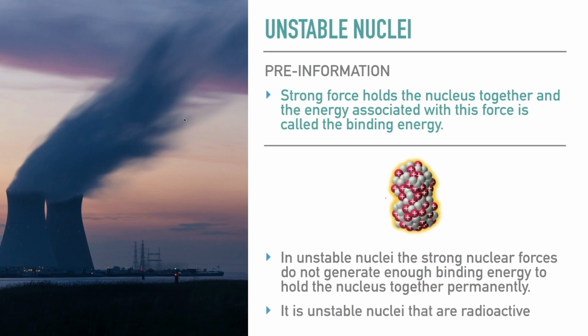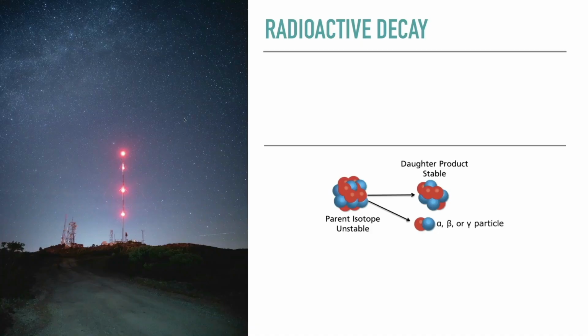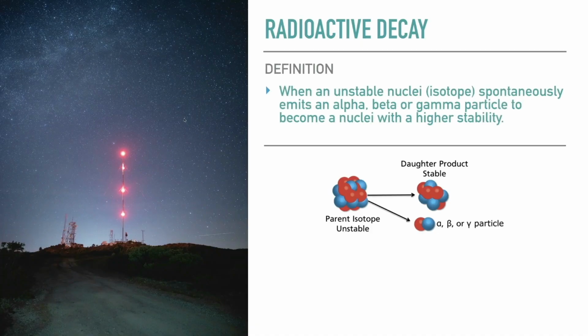And these unstable nuclei are radioactive. So radioactive nuclei, or radioactive isotopes, are when the strong force cannot generate enough binding energy to hold it together. And when that happens, to make it more stable, it wants to lose some energy or lose some particles so that it can become stable and be left alone.